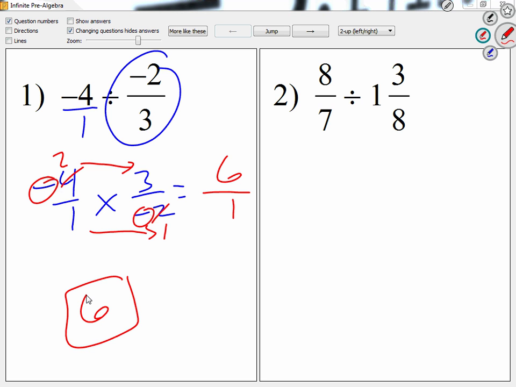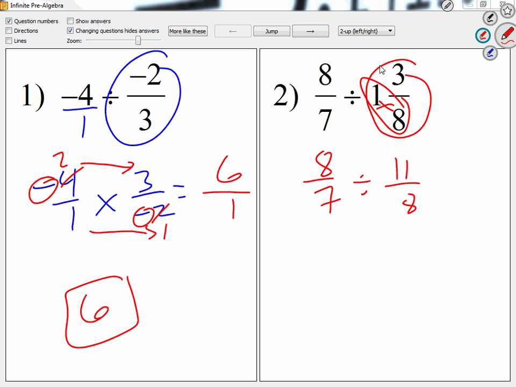Question number 2, we have a mixed number. So first of all, let's take care of the mixed number, change it to improper. So I'm just going to have 8 over 7 divided by 11 over 8. Remember my 11, because I went 1 times 8 plus 3. Right, that's how I got the 11.